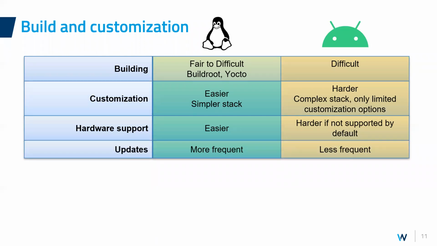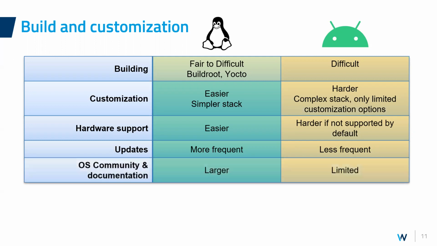Updates tend to be more frequent with Linux and less frequent with Android. It applies also to kernel updates. So security-wise, it's a bit easier for Linux. And for the community and documentation, the community is larger and there's more documentation on the Linux side. With Android, there are some people who are really expert in that field, but it is much more limited, and there is some documentation, but again, it's also more limited. Same if you look at the number of books, there are a lot more books on one side than the other.